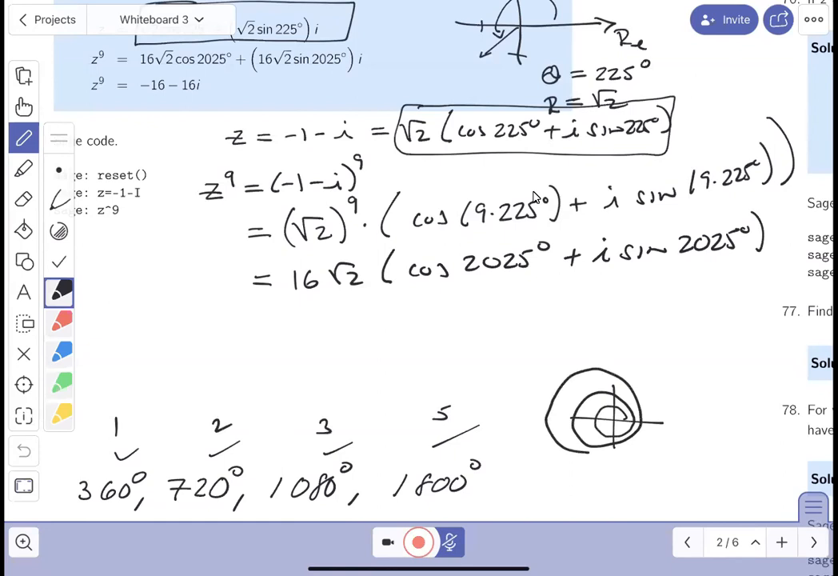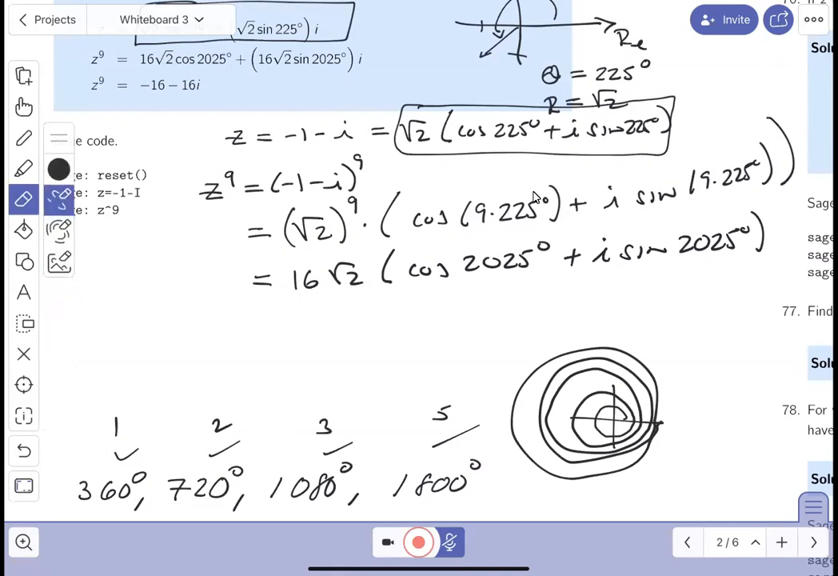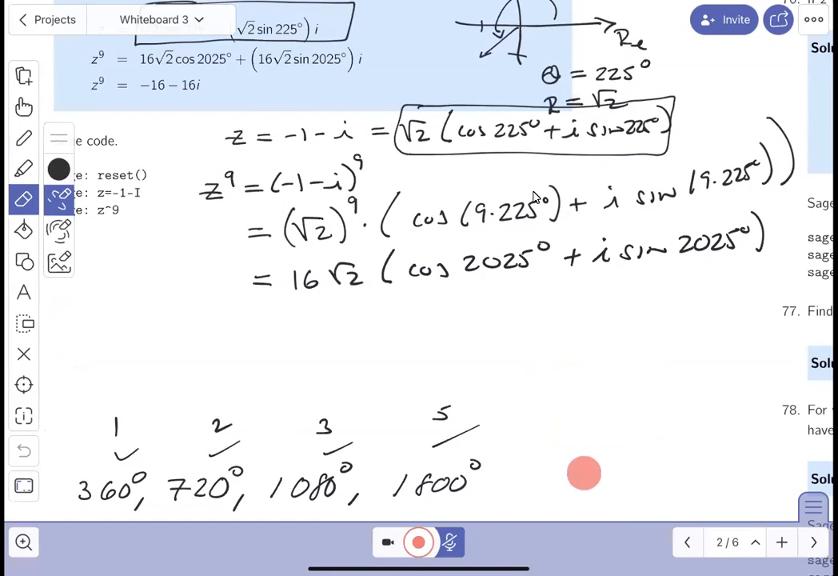2, 3, 4, 5. I'm getting hypnotized. How much more do I have to go? 225 degrees more. Let me get my eraser out. I think I can do it. I think I can go 225 degrees more.